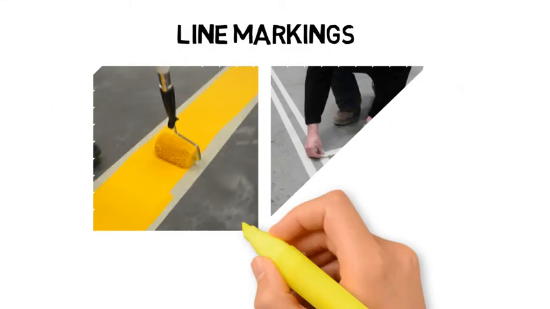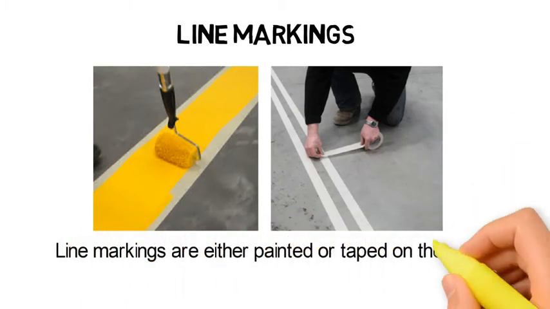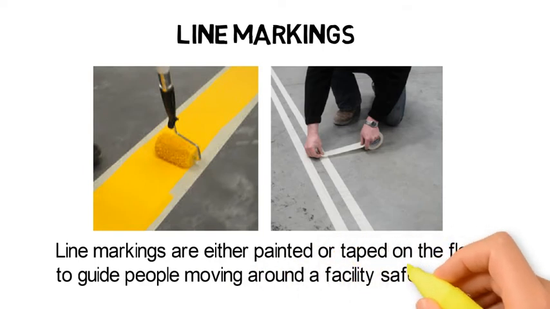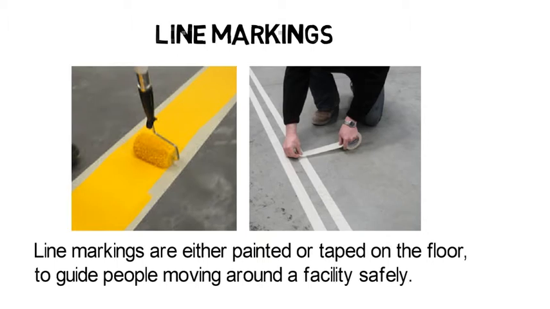The warehouse can be a place fraught with hazards due to a constant flow of people, MHE, and cargo. To mitigate the risk in a busy warehouse, floor markings have become an essential component of a well-designed warehouse. They are either painted or taped onto the floor to guide people moving around a facility safely.